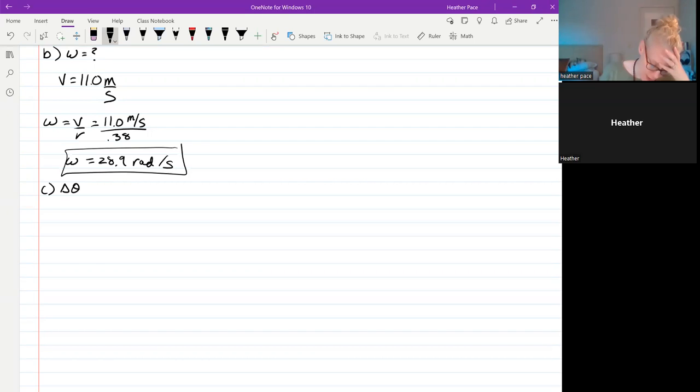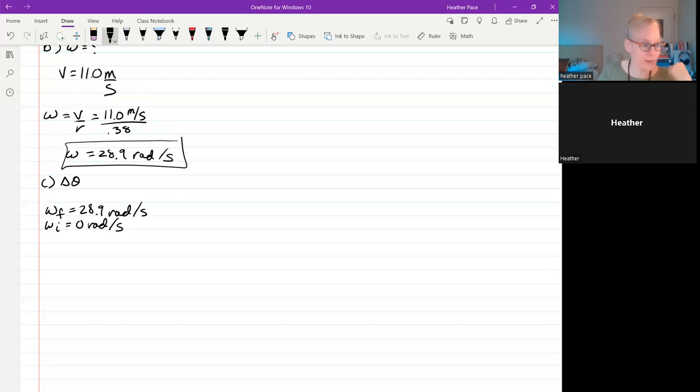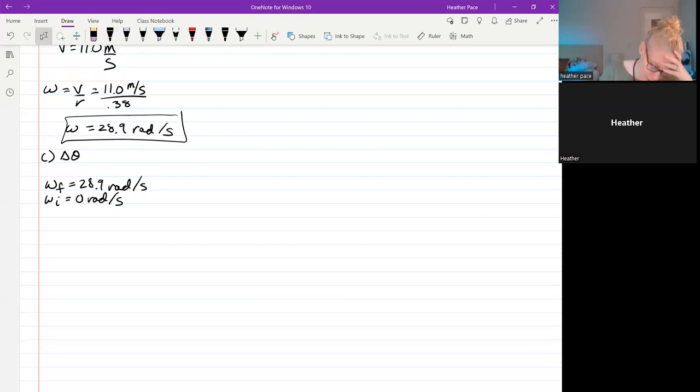And we know that omega F is 28.9. This is what we found above. And our problem says our cyclist starts at rest, so we know that omega I equals 0 radians per second. So we're going to look at our kinematic equations, look at what we're given, look at what we're not given, look at what we need, and we're just going to plug stuff in. We're going to use this equation here, the easiest.